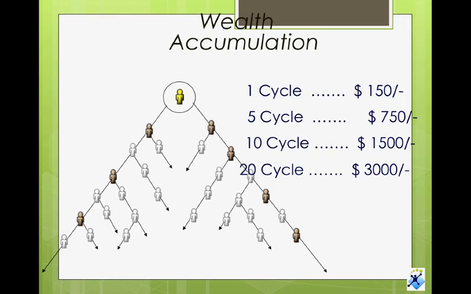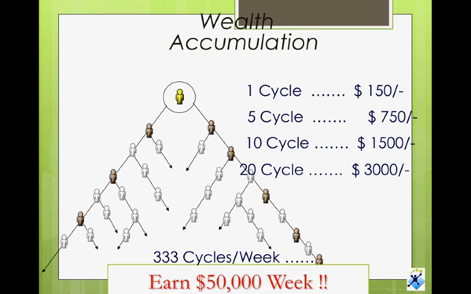The maximum limit what this business allows each and every individual is we can make maximum of 333 cycles in 1 week. That is making $50,000 in 1 week, and this is huge. This is the ceiling of this company. This is the capping of this company.